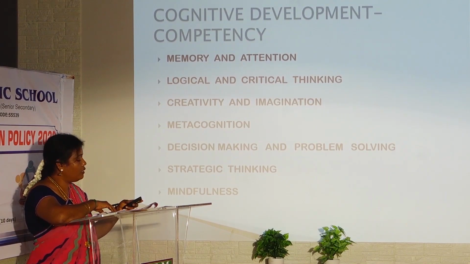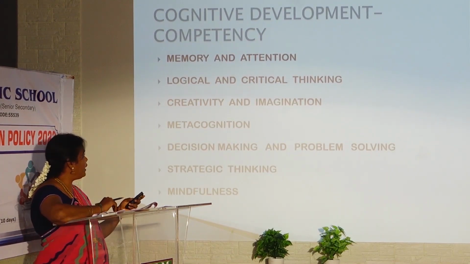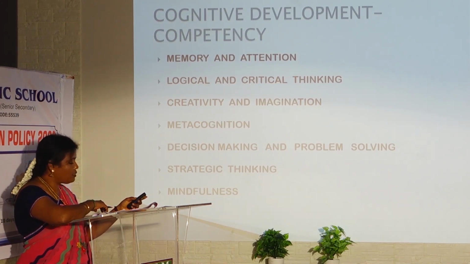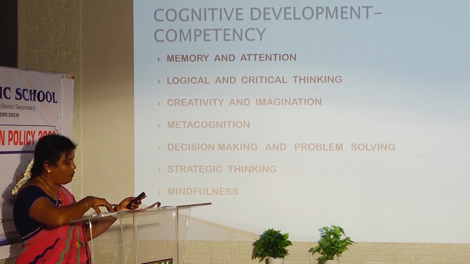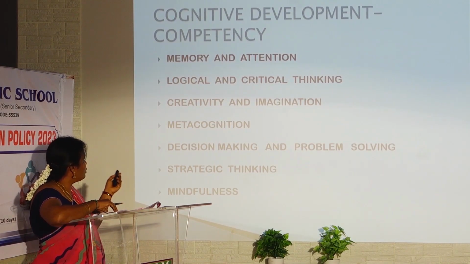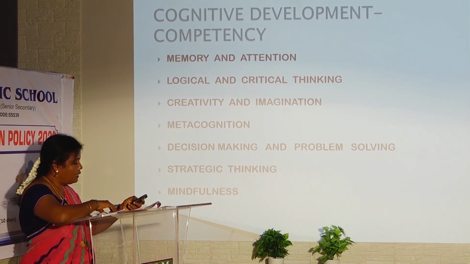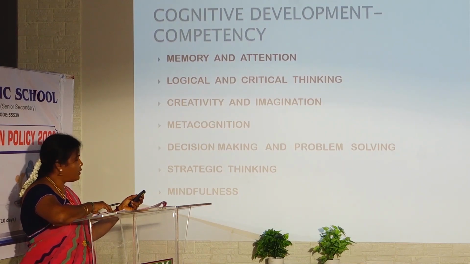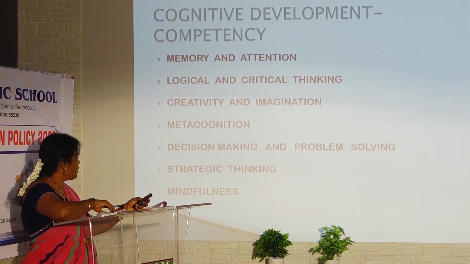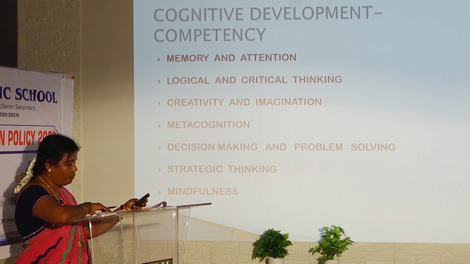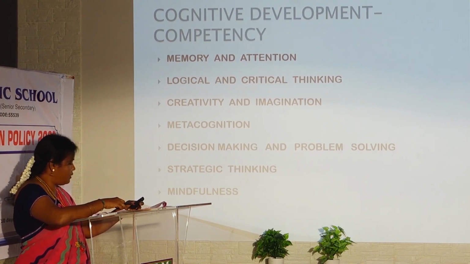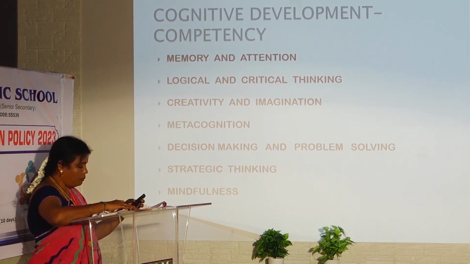First one is memory and attention. Strengthening memory and attention through various activities and teaching. Next one is logical and critical thinking. For promoting this, we have many things like problem solving and analytical tasks. These must be given to children to understand logical and critical thinking. Creativity and imagination, encouraging this through various art and design activities. Next one is metacognition, that is awareness and understanding of one's thought processes, developing metacognition skills such as self-reflection and awareness of personal learning preferences.